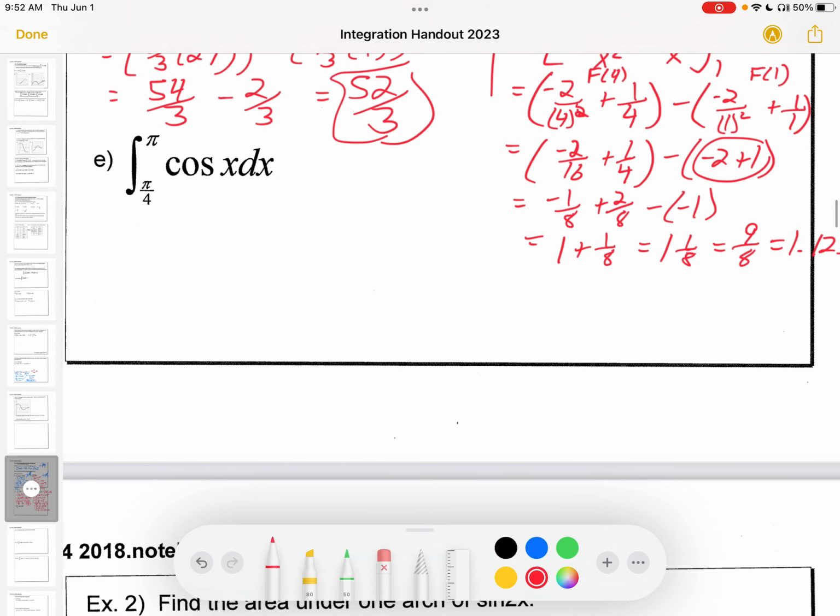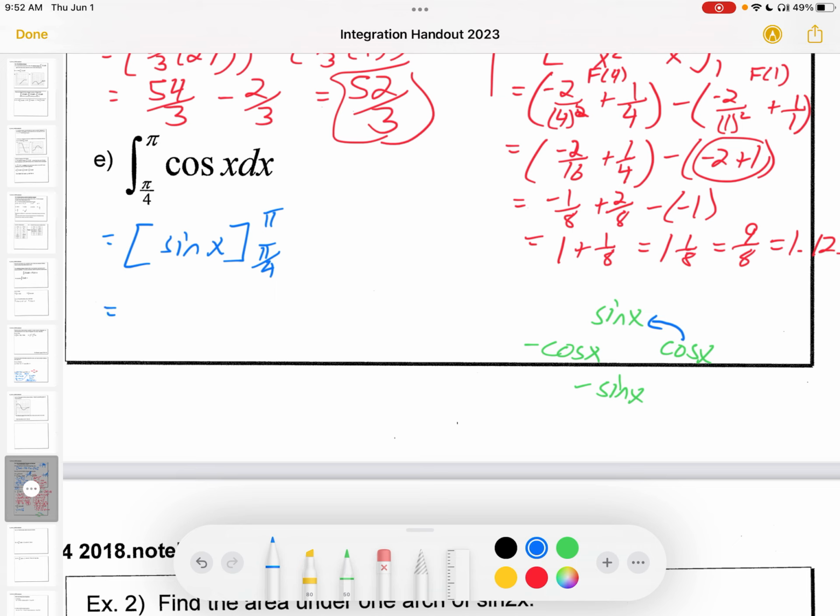One more that involves trig. So when we have trig, we think wheel of trig. And so the antiderivative of cosine is sine. So we'd have sine x from pi and pi over 4.